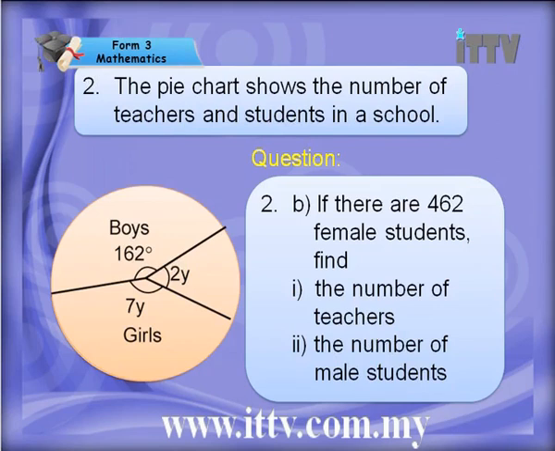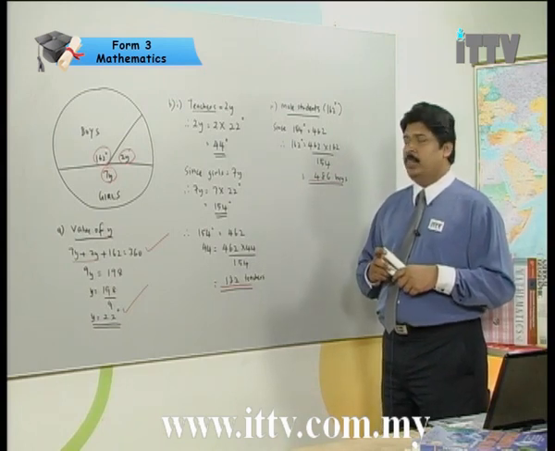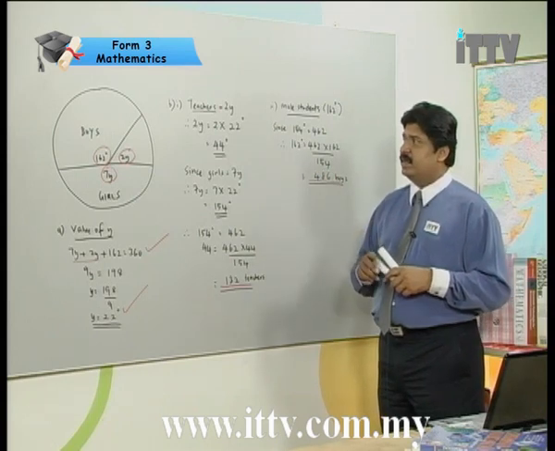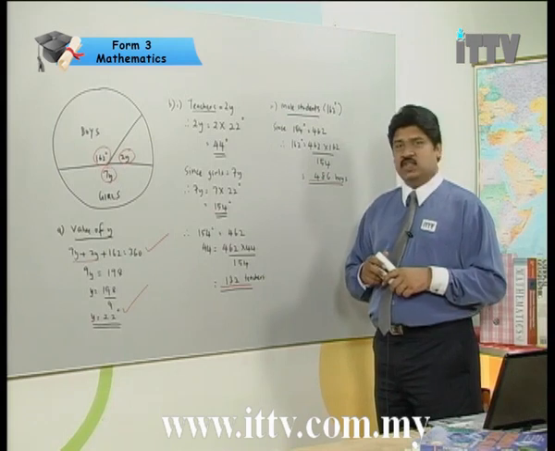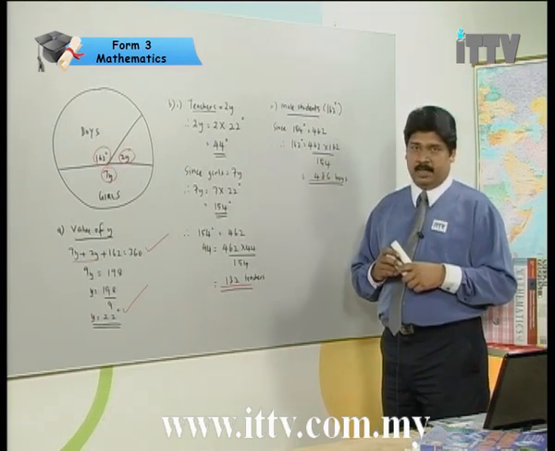B, if there are 462 female students, find (i) the number of teachers, (ii) the number of male students. Well, boys and girls, let's turn to part B. There are two parts to part B. The first part is they are asking us how many teachers are there. The second part, how many male students are there?